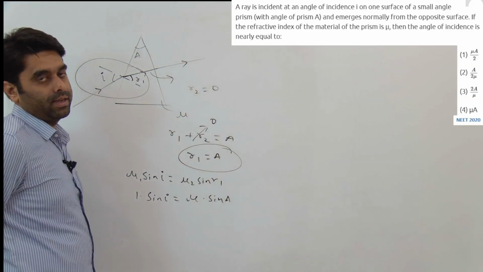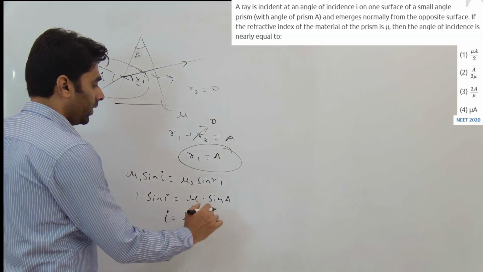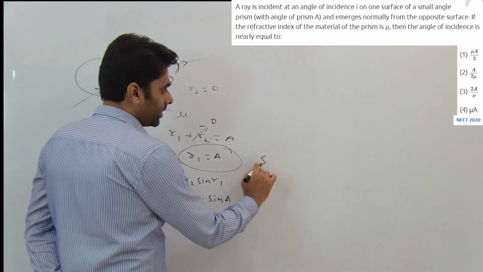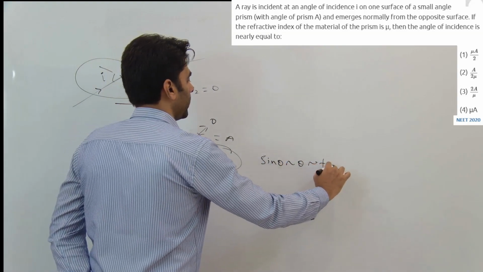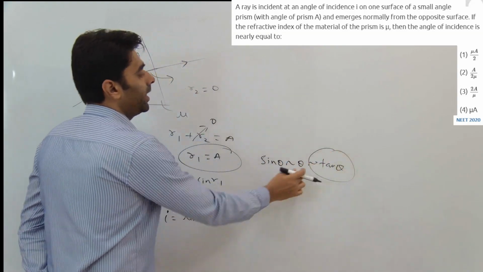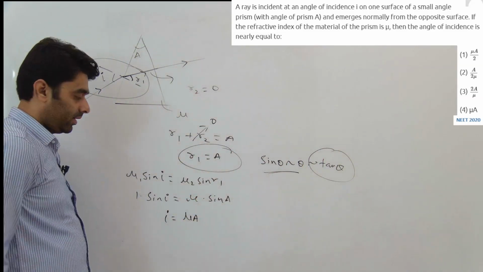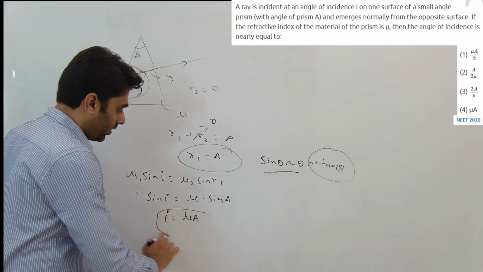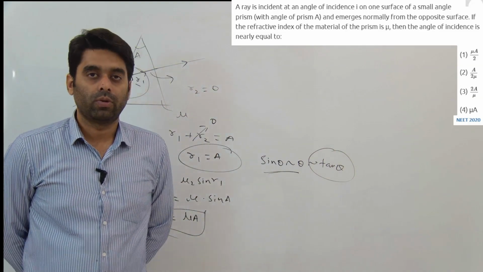Small angle is given, that implies we can write i is equals to mu A. That means for smaller angles, sine theta is equivalent to theta, which is also equivalent to tan theta. In some questions this is not required, but in this question this is required. So sine i is taken as i, and i is equals to mu A, right? This is our answer. The option is option number 4.